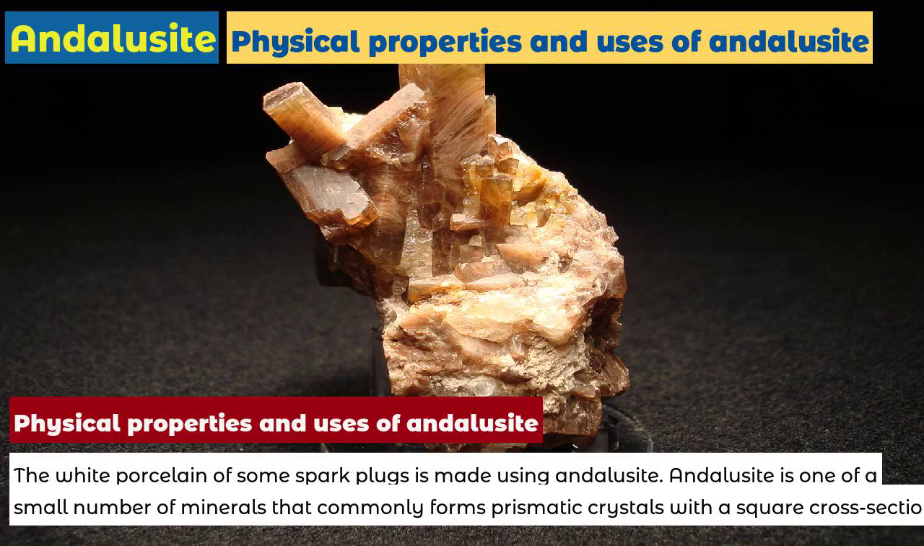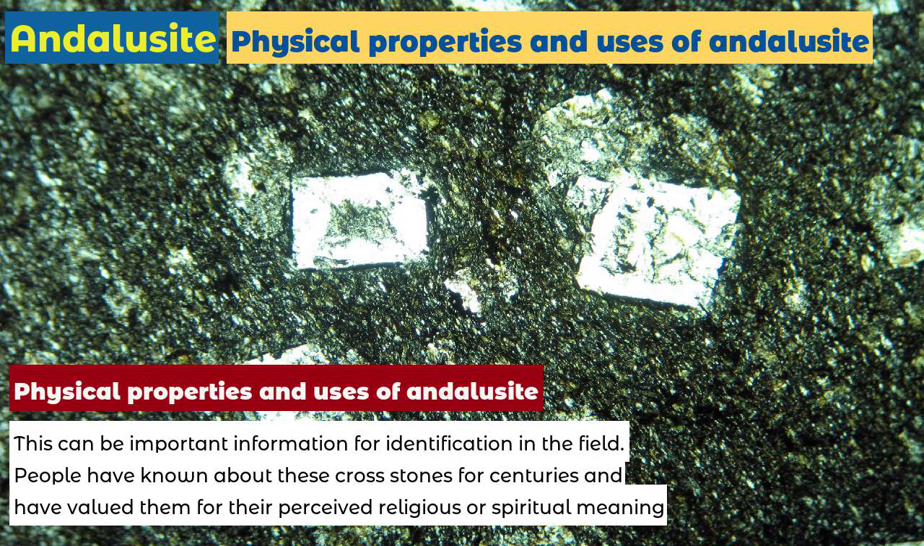Andalusite is one of a small number of minerals that commonly forms prismatic crystals with a square cross-section, see accompanying photo. This can be important information for identification in the field.